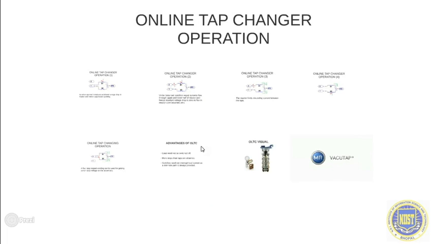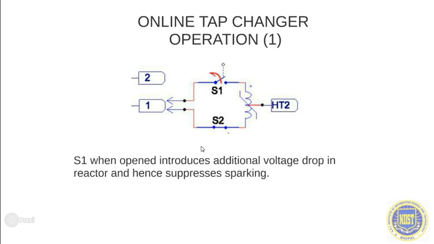In view of this, the online tap changer is operated in a definite pattern. That is, the two switches are operated along with the contactors to obtain a safe and sparking free operation of tap changing. Now to start the operation of the online tap changer, the switches S1 and S2 are initially closed, with the contactors in line with tap 1, and then the tap changing operation is initiated by opening the switch S1.